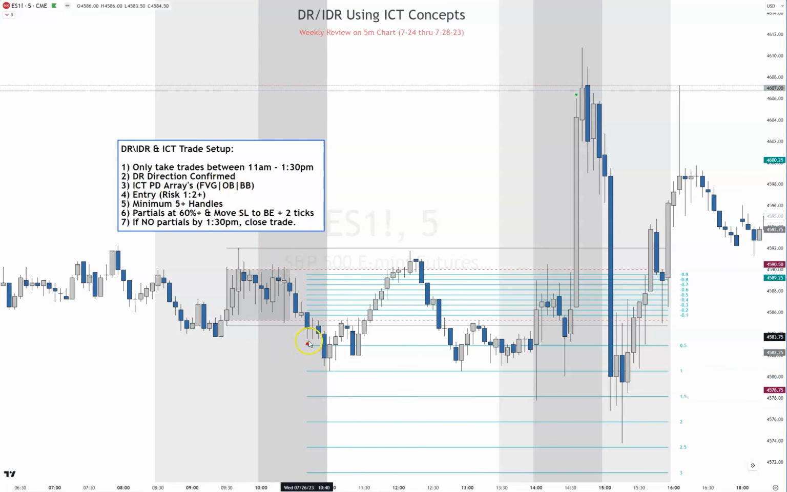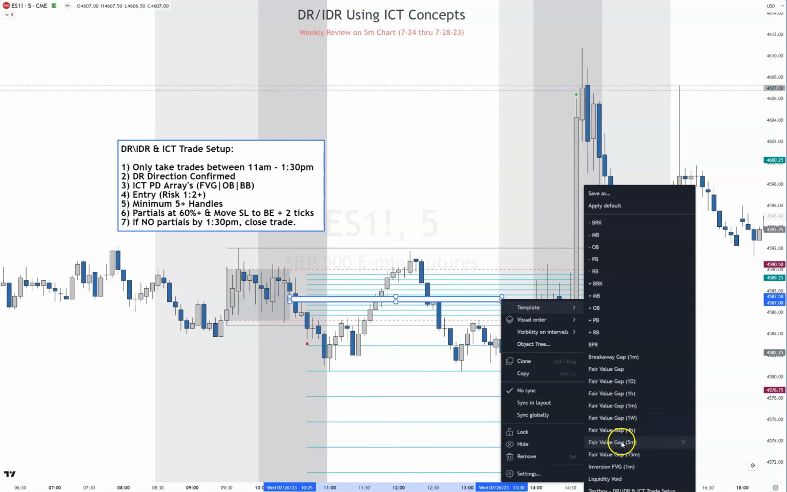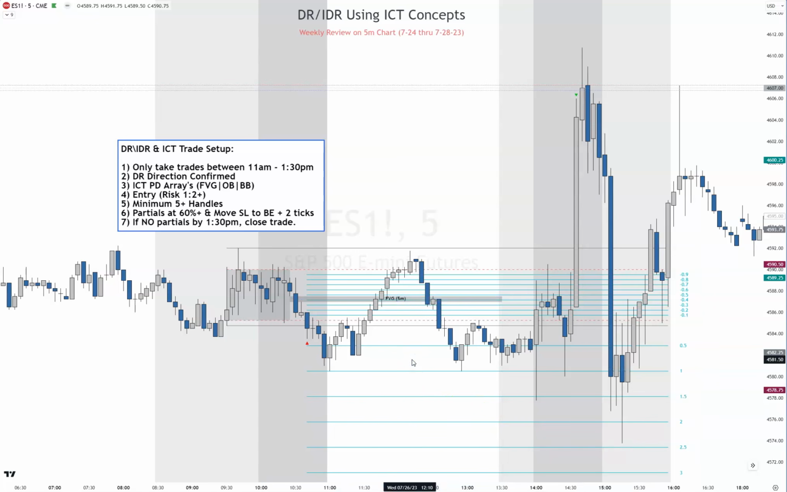ICT PD arrays, as we've had a close. What am I looking for? Well, there's one right here, because when it's closed, that's when I'm looking for PD arrays. And I'm looking at this right here, moving it all the way to the fair value gap right there. Okay?